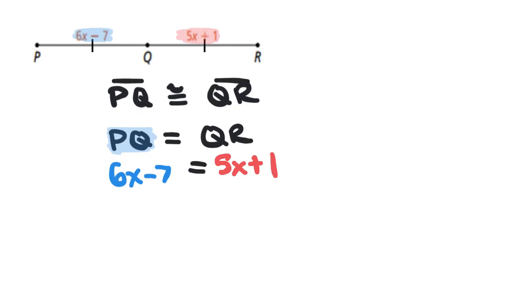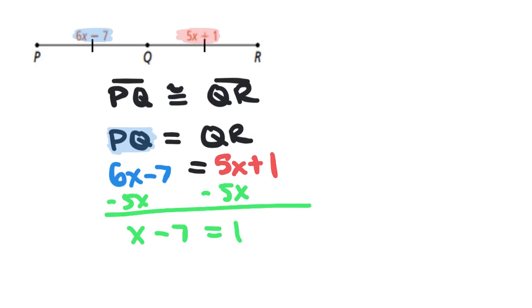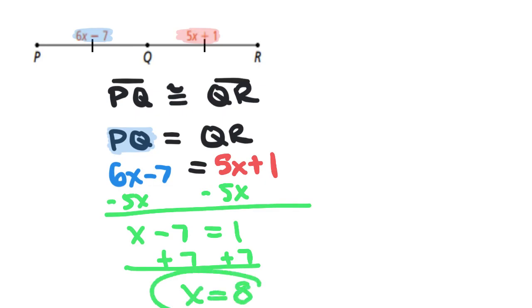So now I would just solve like I normally would. So I can bring all my x's to one side by subtracting 5x. So I get x minus 7 equals 1. And then I could add 7 to both sides and solve to get x is equal to 8.